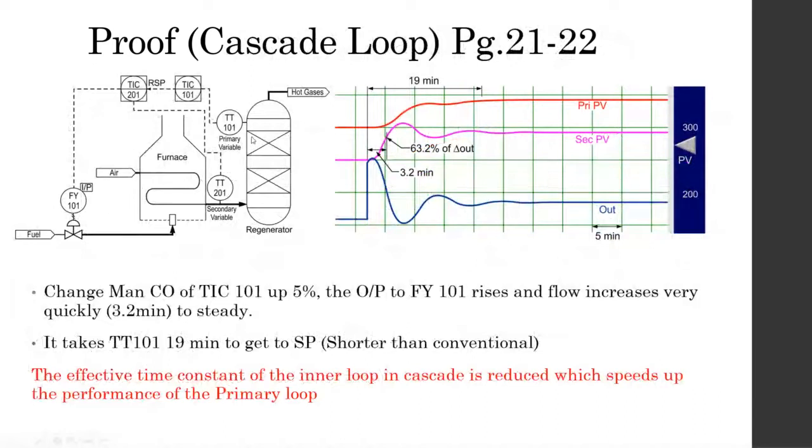Moving to a Cascade version of the same loop here. So we're changing the manual controller output of the TIC by 5% here. The flow increases very quickly. You can see now that the T1 time is now 3.2 minutes, which is much faster than the 8.8 earlier. And our primary variable, the temperature, reaches its new happy point in 19 minutes. So the effective time constant of the inner loop is reduced, which speeds up the performance of the primary loop.